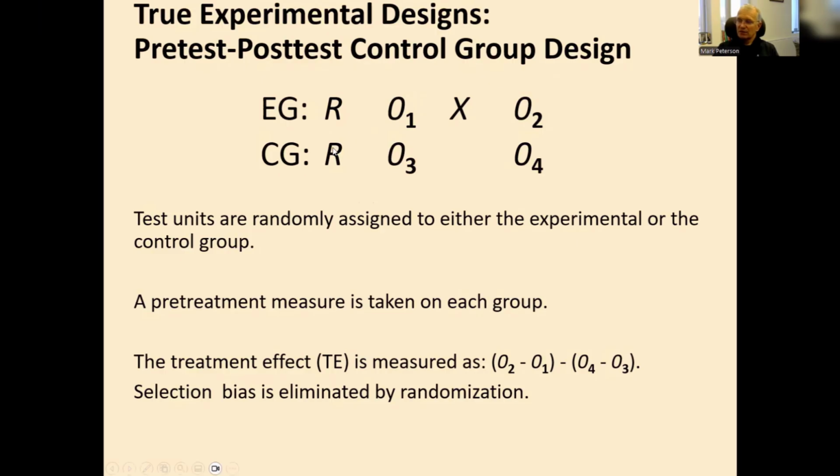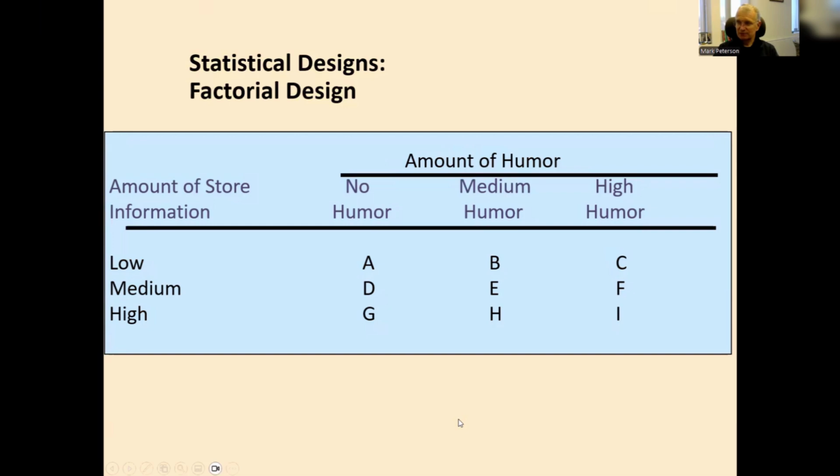Here's the control group, randomization. They go to the control group. There's measurement of their attitude toward the brand. Nothing, or they just read a newspaper article unrelated to the industry for the brand. And then on the second observation for this control group, you're asking their attitude again about the brand in question. So here you get the treatment effect, O2 minus O1, and then you subtract O4 minus O3, and that is your treatment effect. This randomization eliminates the bias.